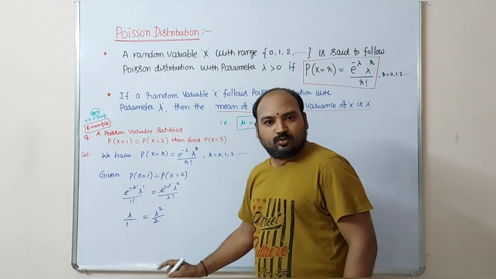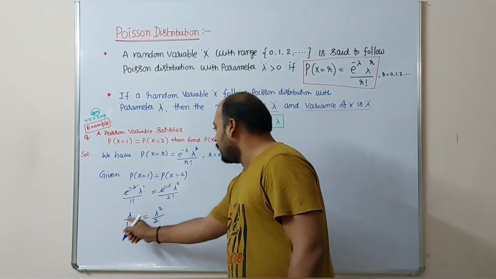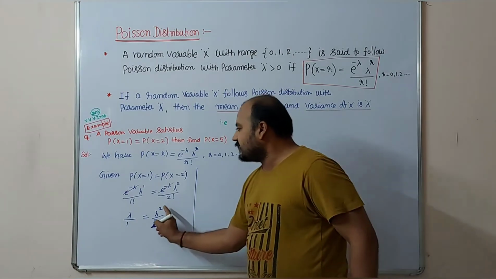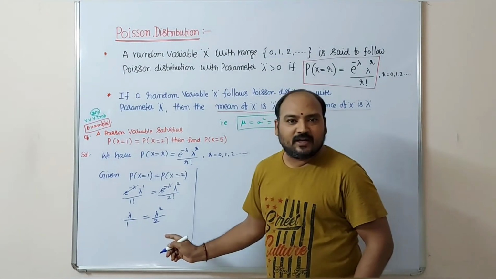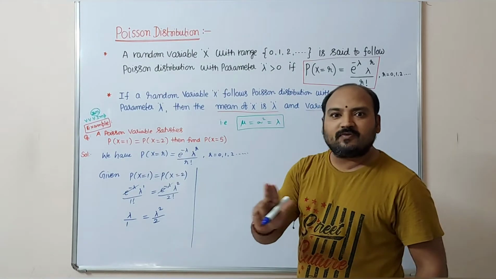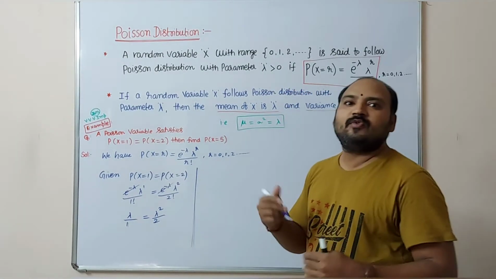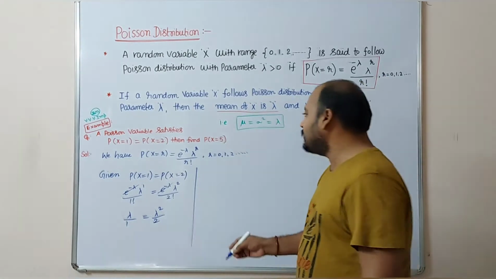2 factorial means 1 into 2, which is 2. Now cross multiplication. Don't cancel lambda on both sides, dear students. Why? Because whenever a quadratic term in lambda is there, we need to get two values of lambda. After that we decide among the two values which one is the right value.